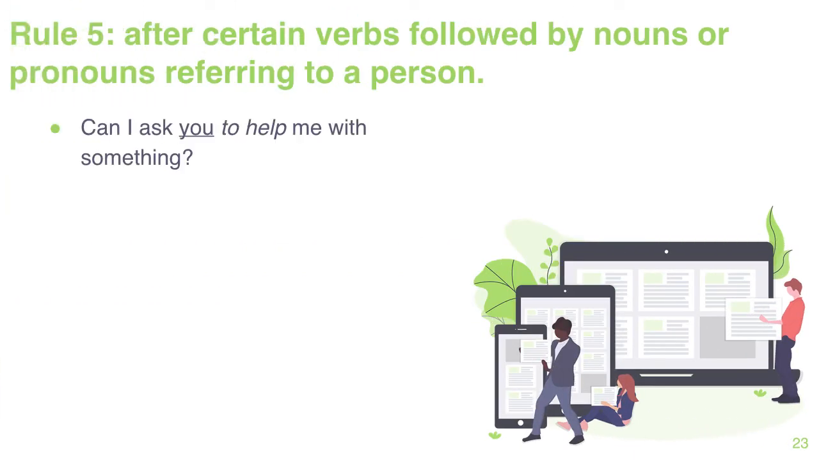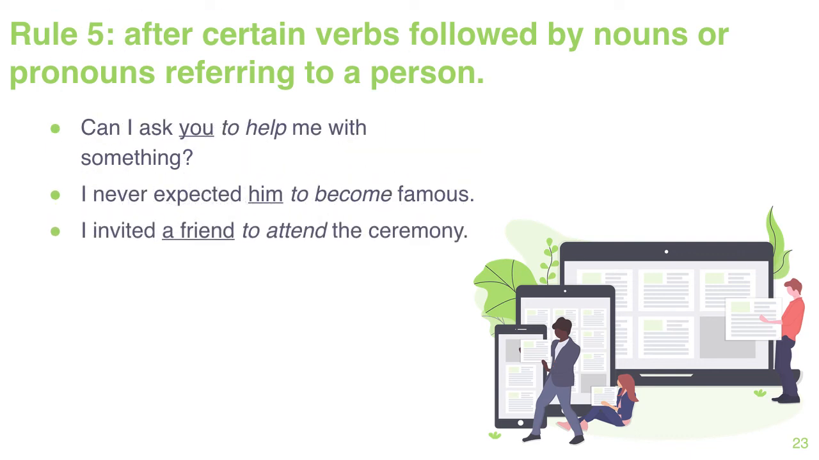Now let's move to rule number 5. After certain verbs followed by nouns or pronouns referring to a person. For example, can I ask you to help me with something? I never expected him to become famous. I invited a friend to attend the ceremony. Please remind me to wash the dishes.